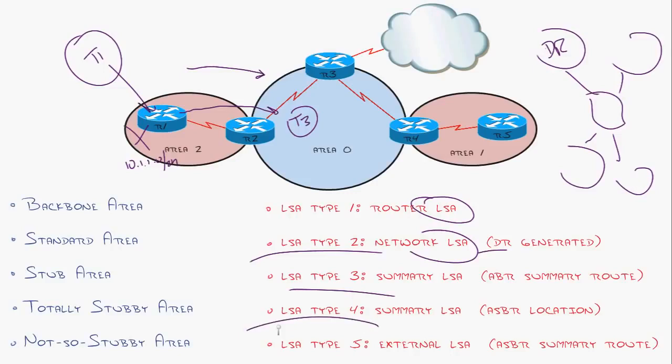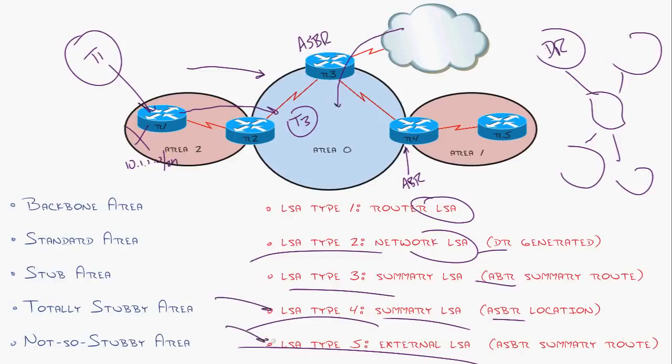Type 4 LSA is the location of an ASBR. What's an ASBR? Autonomous System Boundary Router. Routers that allow you to leave your system so the routers can all find the best way there. By the way, I forgot about this. Area Border Router. These are the routers that are able to summarize between the areas. Finally, Type 5 LSA is the external LSA. This is the routes that are coming in from outside the system. So Type 4 is, where's the ASBR? Type 5 is, here are the routes from the ASBR.